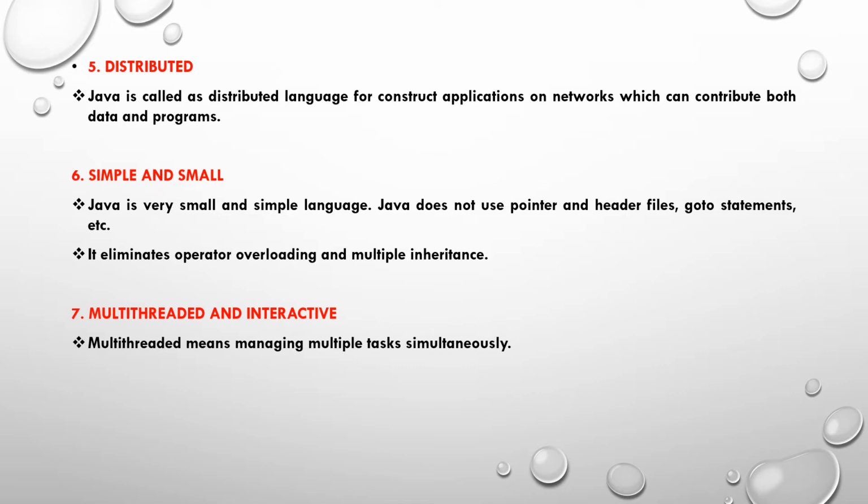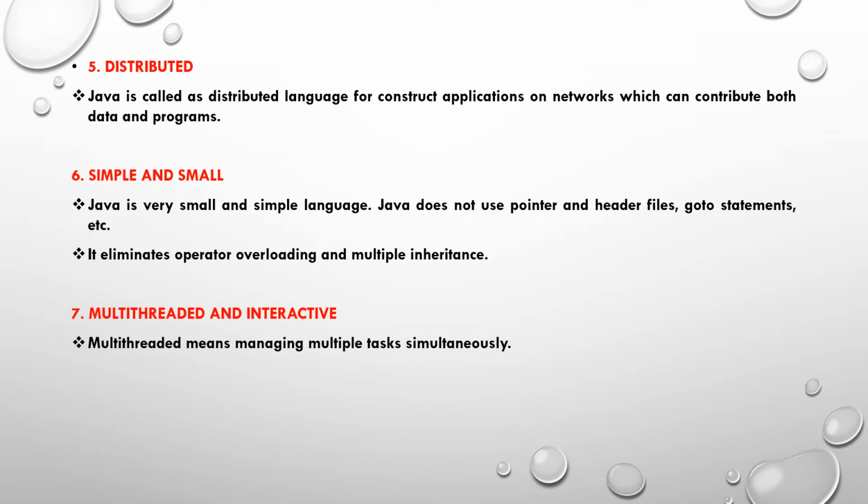Then go to the next feature, distributed. Java is a distributed language for constructing applications on the network, which can handle both data and programs. Java applications can open and access remote objects on the internet easily. That means multiple programmers at multiple remote locations can work together on a single task. So this is why we call Java a distributed language.